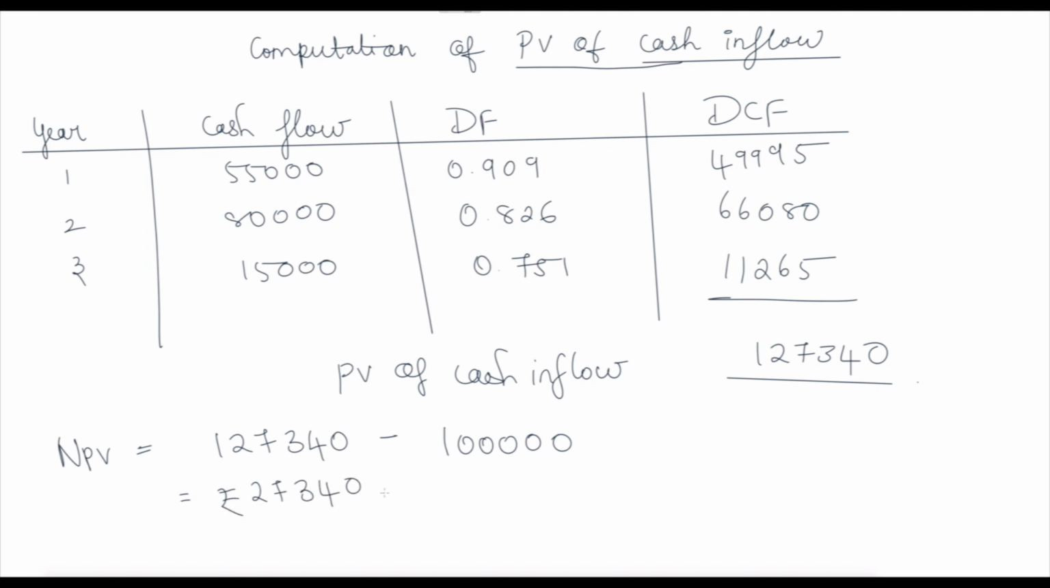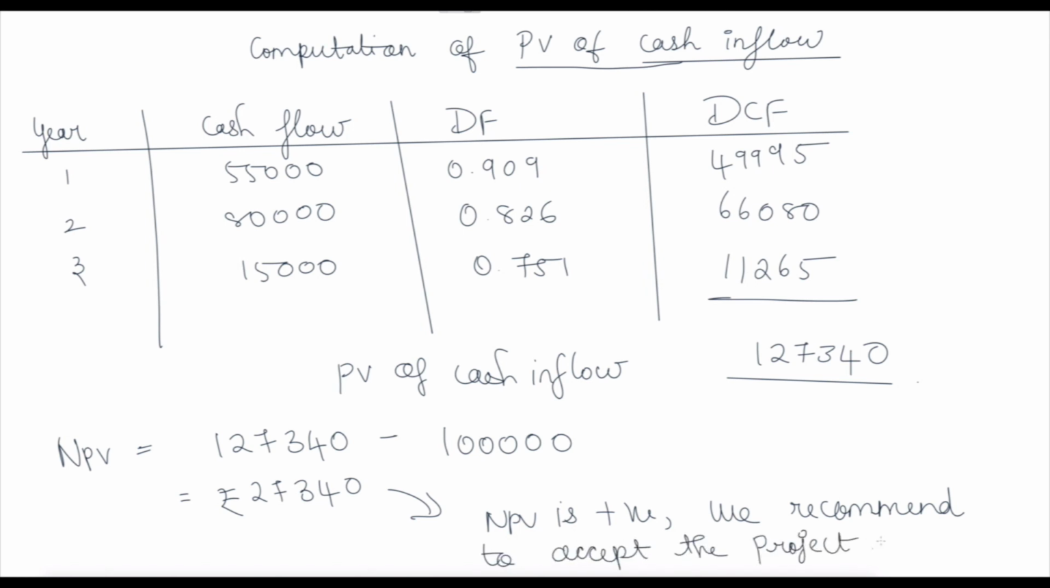Since it is positive, I'm going to recommend choosing the project. My benefit is more when compared to my cost. I've invested 1 lakh, and I'm getting 1,27,340. So whenever your NPV is positive, you're going to select that project. The scenario differs when it comes to 2 or 3 projects. Okay, we will be discussing that shortly.